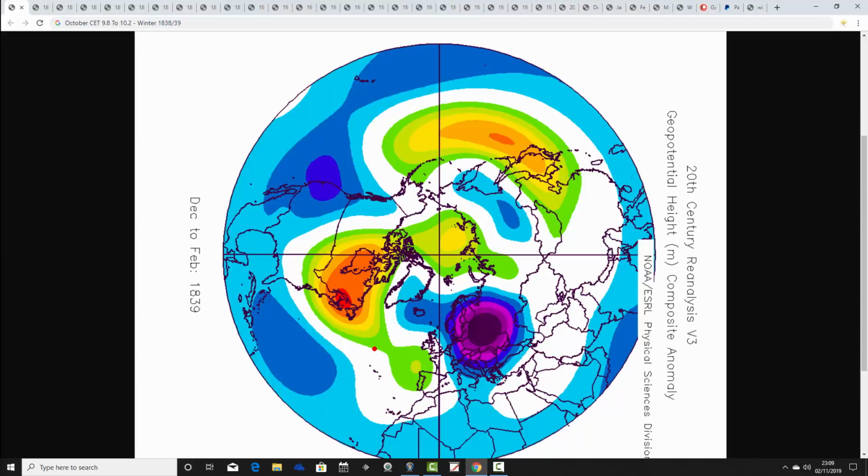Anyway, I've been off on a tangent on that. Sorry about that, but very, very exciting times for us weather geeks.